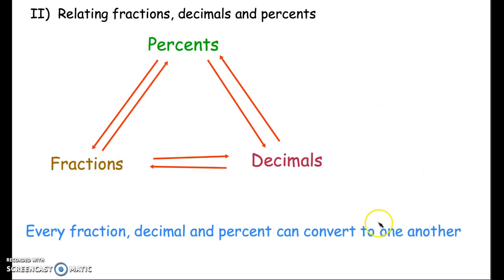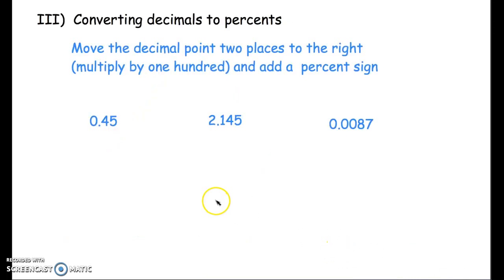This is the kind of triangle we deal with. Percents can convert into fractions, which can convert into decimals, which can convert into percents. Percents can convert into decimals, which convert into fractions, which convert into percents. So here's what we're going to do. Everything can convert into each other. Okay, so probably one of the easiest things we have to do is convert decimals to percents.